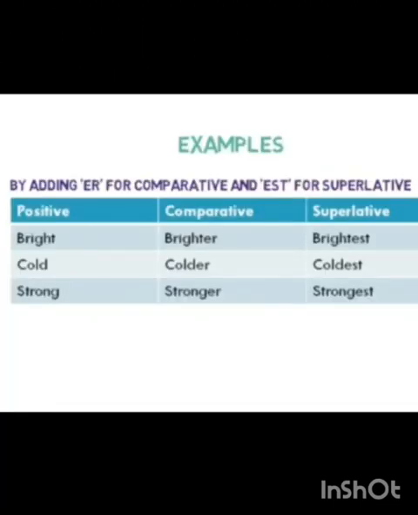Now let's see how to form degrees of comparison. We form degrees of comparison by adding ER in comparative degree and EST in superlative degree. For example, bright, brighter, brightest; cold, colder, coldest; strong, stronger, strongest.